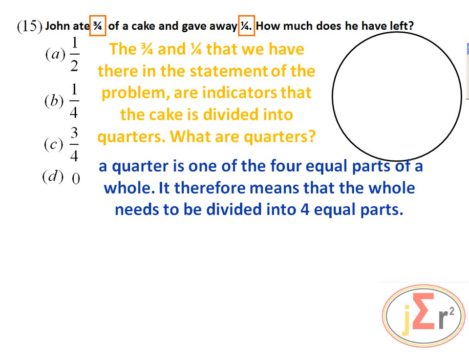But before we do that, we know that if John ate 3/4 and gave away 1/4, when we add these together, we will get 4 quarters. And 4 quarters will make 1 whole. Therefore, John ate 3/4 and gave away a quarter. That being the case, it means that there is no cake left, and the answer is option D.